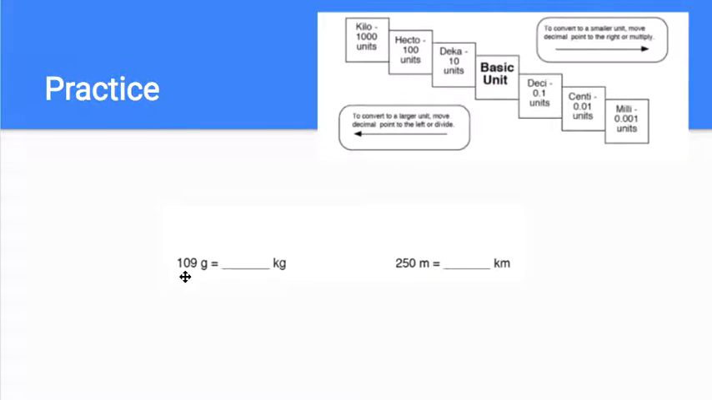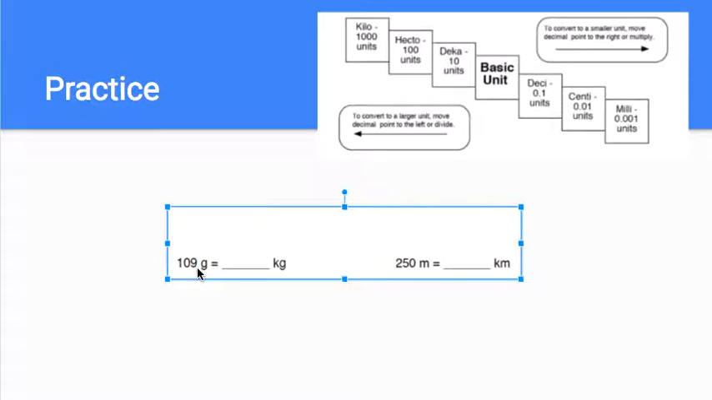So for 109 grams, we are going to start out at our base unit, go to the 1,000 over here. So we're going to go 1, 2, 3 places to the left. If my decimal point is right here, it would go 3 places to the left. So you would have 0.109 kilograms. For this one, you're going to have your decimal point start out right here. And again, it's going to go 1, 2, 3 places. So you'd have 0.250 kilometers.